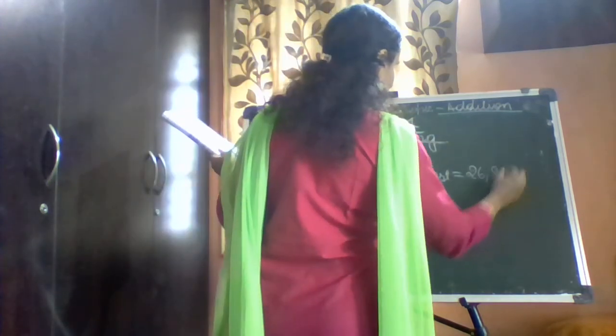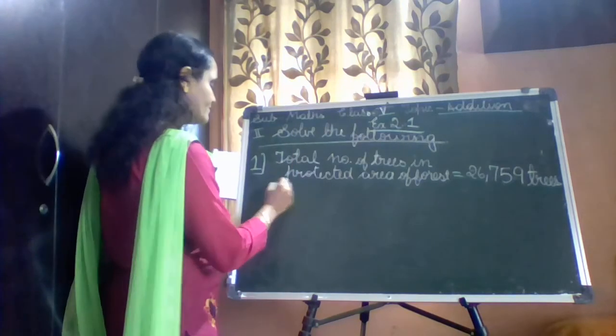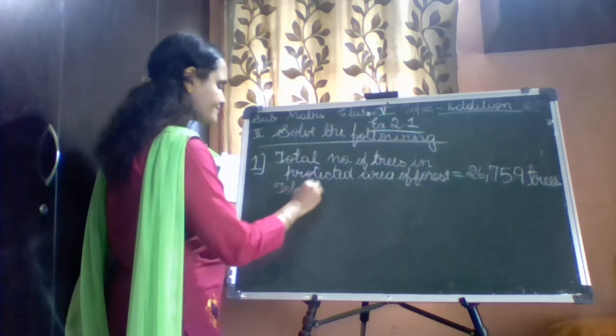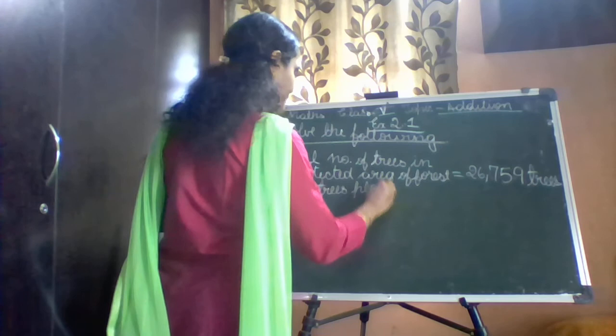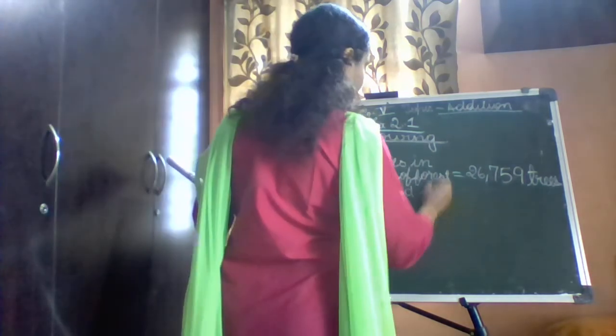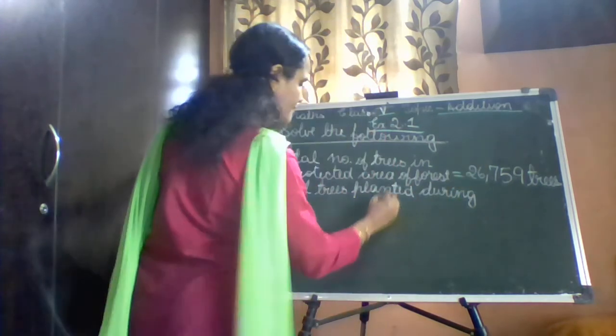So how many trees were there? 26,842 trees. Sorry, 26,759 trees. Okay. Then they have planted some trees, no? Total trees planted during Vana Mahotsava.